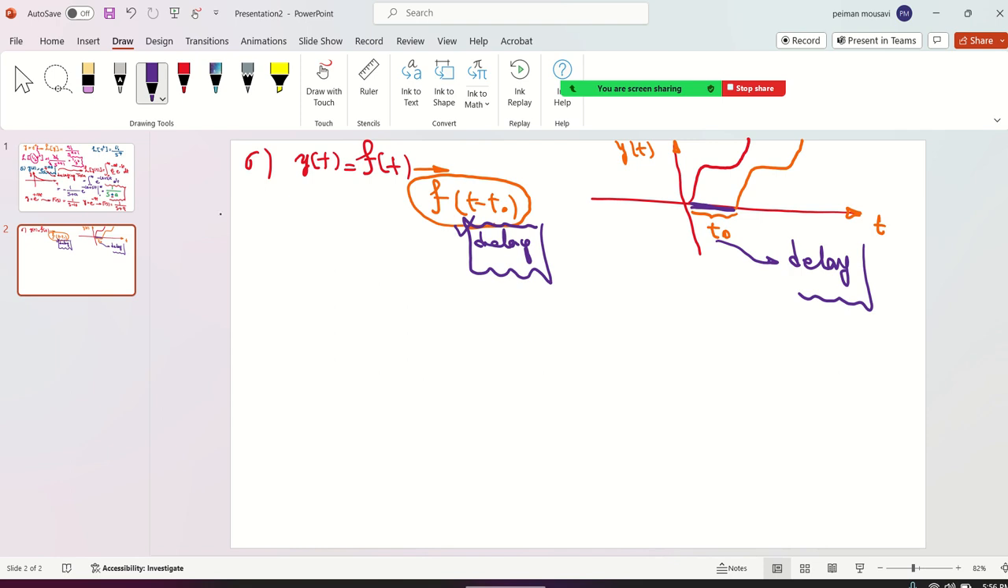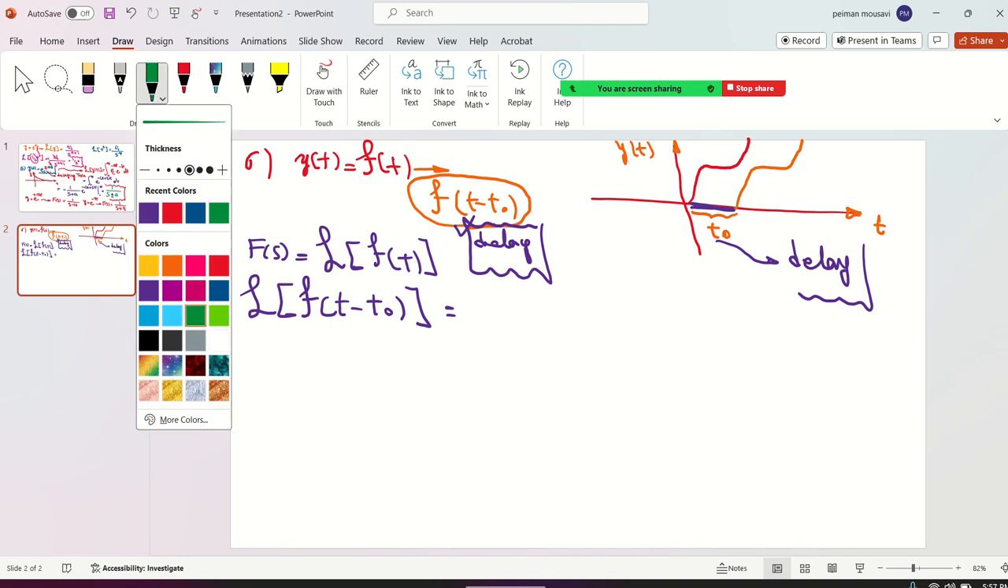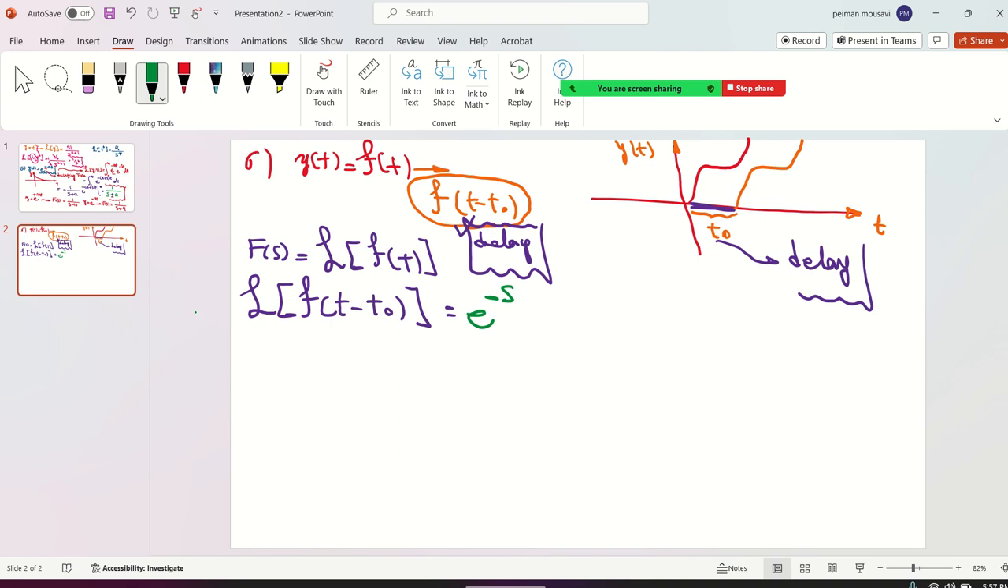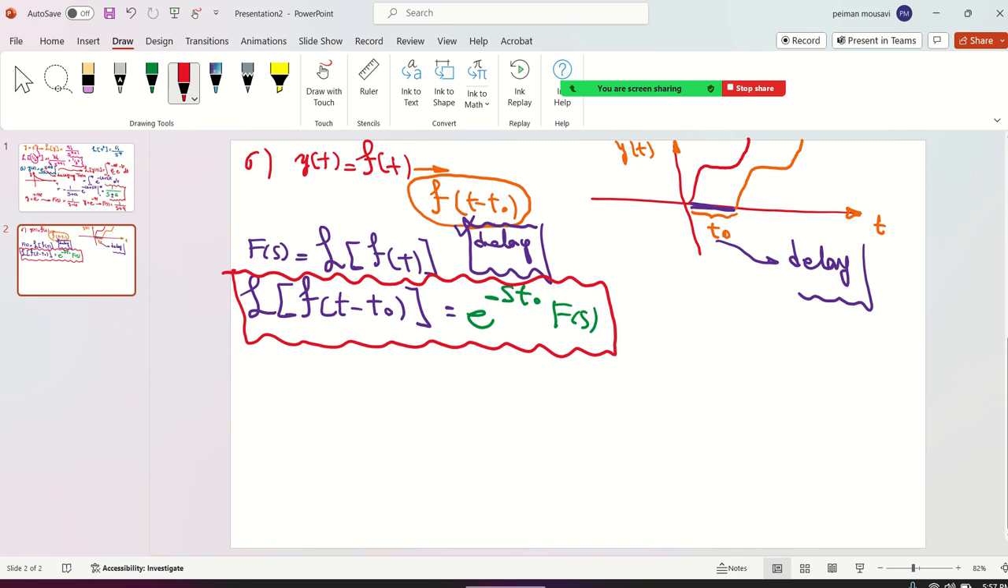So if the Laplace transform of the original function is F(s), the Laplace transform of the delayed function is going to be e^(-s t naught) F(s). That's another formula you have to know. The delay effect in the frequency domain is like this. You got it?